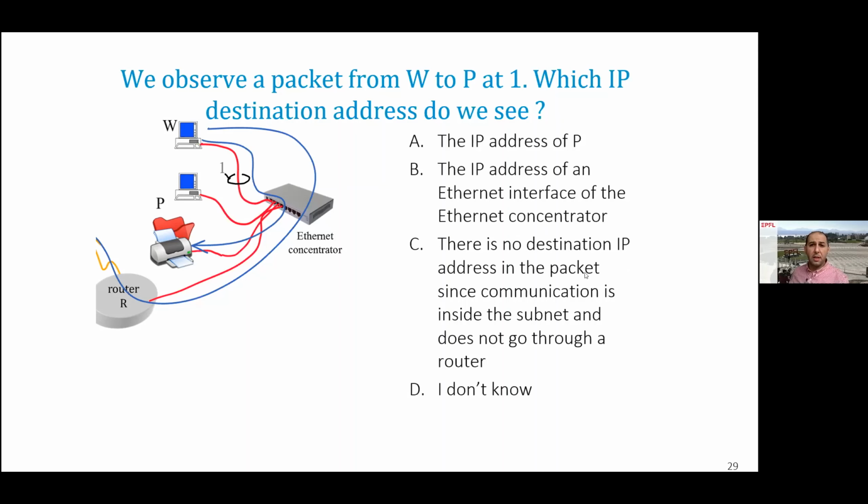The last option says there's no destination IP address in the packet since communication is inside the subnet and does not go through a router. This is wrong because we have to go through the layered architecture that I showed at the beginning, and any packet has to carry the destination IP address and the source IP address.